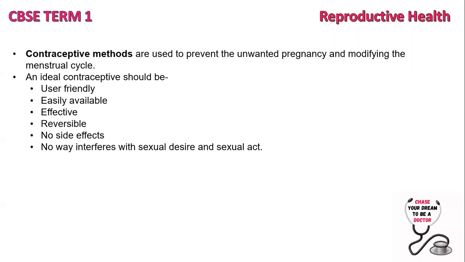So what is a contraceptive method? A contraceptive method is used for preventing unwanted pregnancies and modifying the menstrual cycle. An ideal contraceptive should be effective, user-friendly, easily available, have no side effect, be reversible, and should not in any way interfere with the sexual drive of the person.